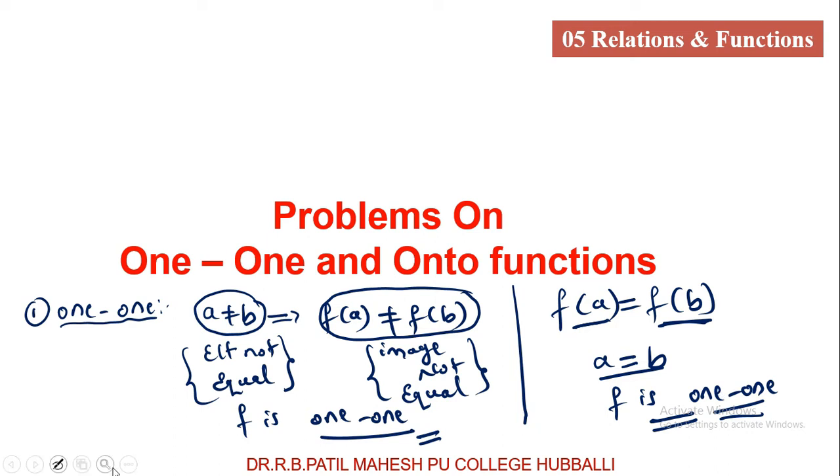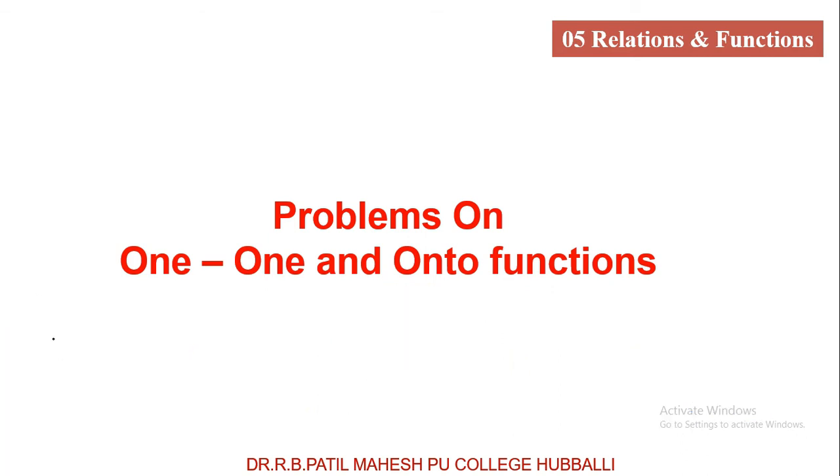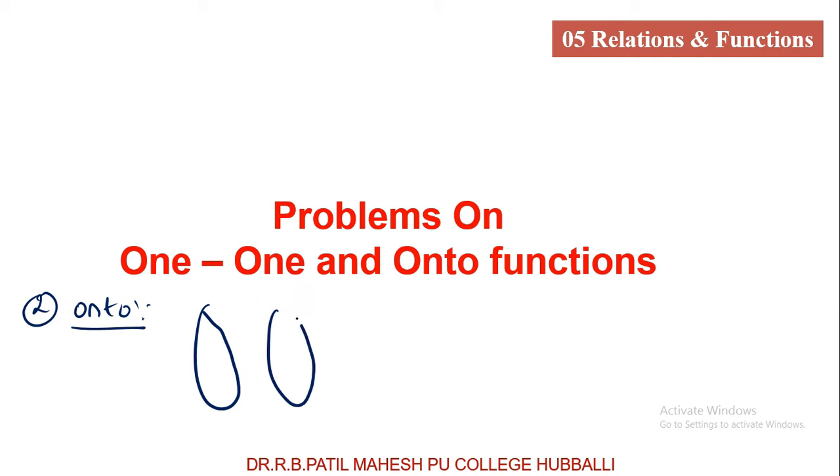Next, I will take onto function. When we say the function is onto, I have already discussed this in the last video. One more time I am taking the definition of onto. There are again two ways. One is, suppose f is a function from the set A to the set B. All the elements in the set B are images. Then the function is onto function.